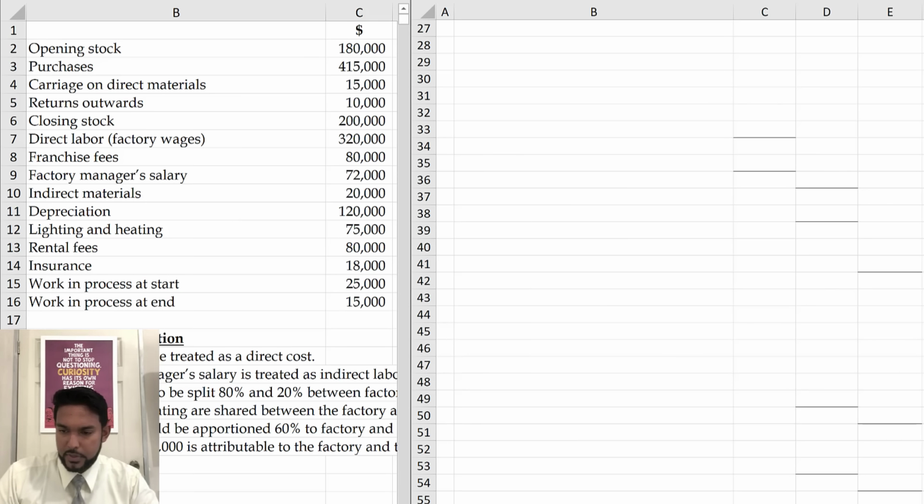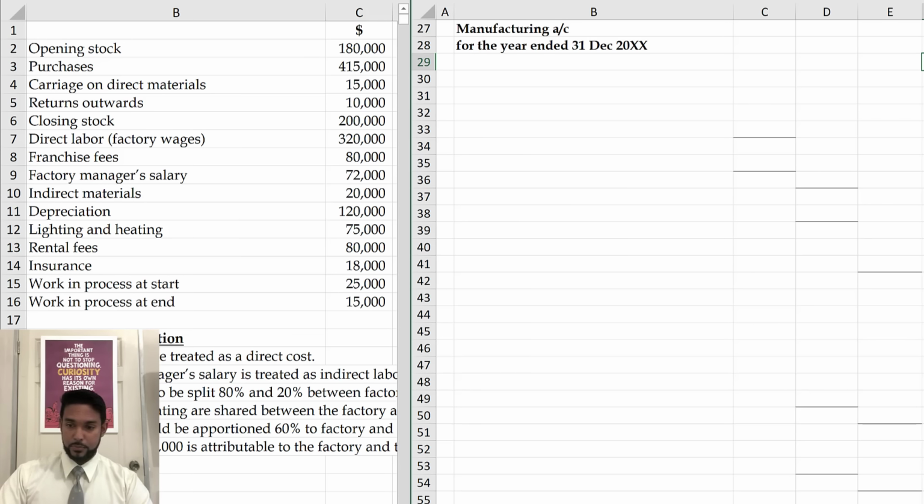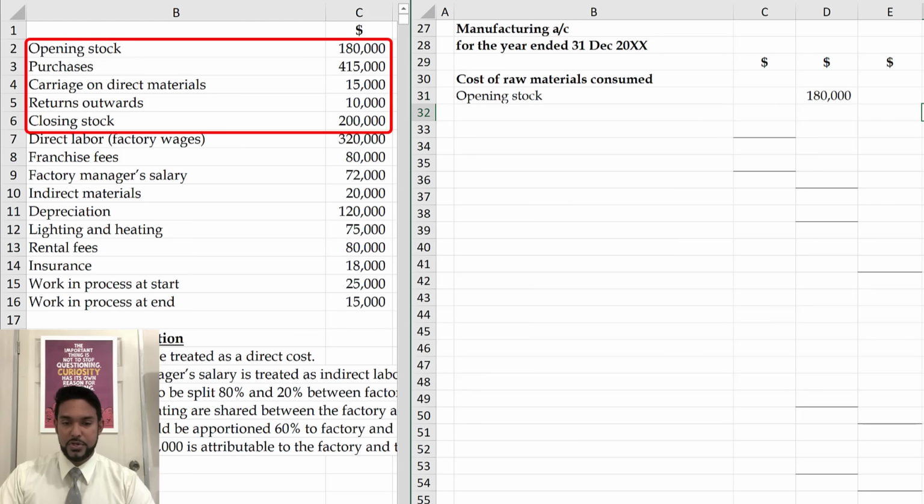So we're going to construct the manufacturing account for this information on the left hand side here. So head up, manufacturing account. Of course, if there was a name for the company, you put the name. For the year, for whatever period ended, whenever it is, dollar signs. So cost of raw materials consumed, or cost of direct materials consumed, or whatever you want to call it. So the opening stock is 180,000.